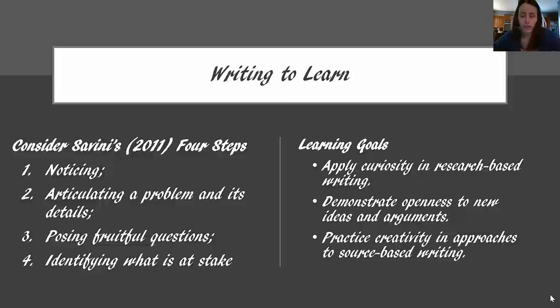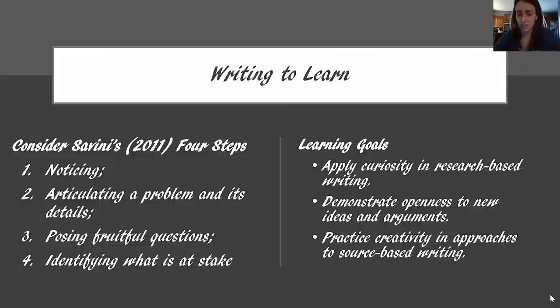So as you're writing this project and designing it, I want you to think about two different kind of lists. First, consider Savini's 4 steps. So noticing, articulating a problem in its details, posing fruitful questions, and identifying what's at stake. And you'll notice with all 4 of those are kind of the factors that are ultimately going to come into play in your incident analysis. You've got to notice an issue. So this is the event or the incident itself that you're describing.